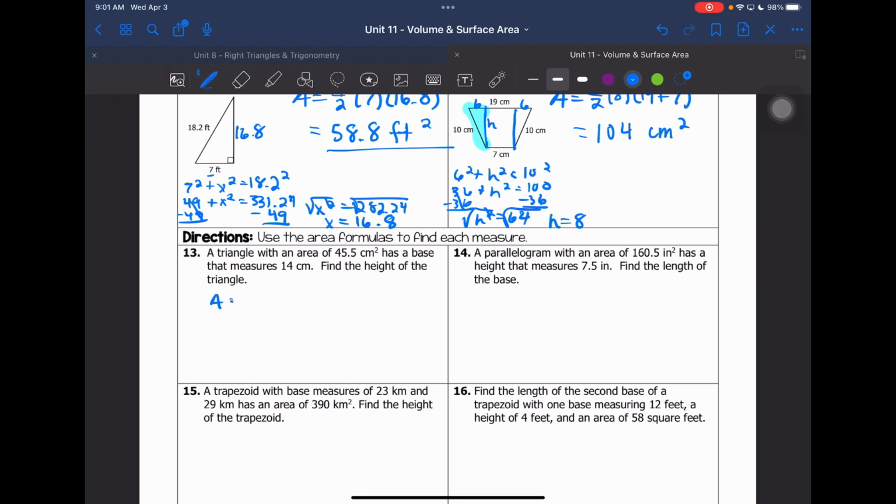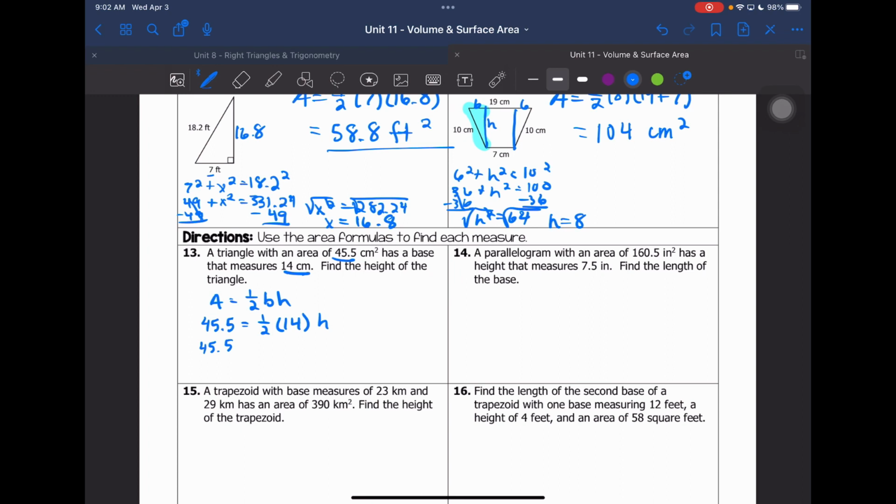So it might help to write out the formula for whatever shape we're talking about. We're talking about area of a triangle. And we can plug stuff in. Like we know that the area is 45.5. And we also know the base is 14. But we don't know what the height is. So we can just leave that as h. And then we would treat this like an algebra problem where we have to solve for h.